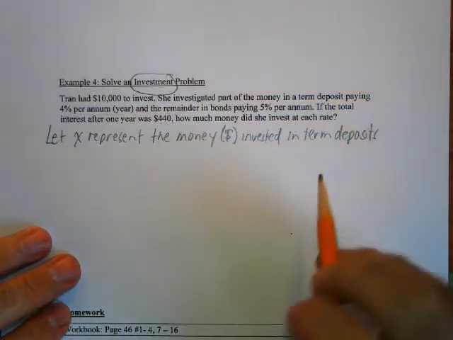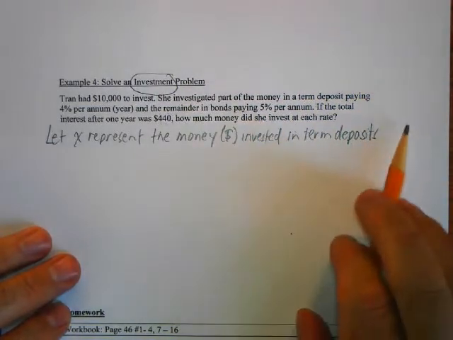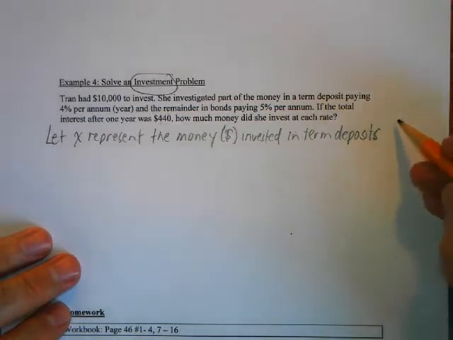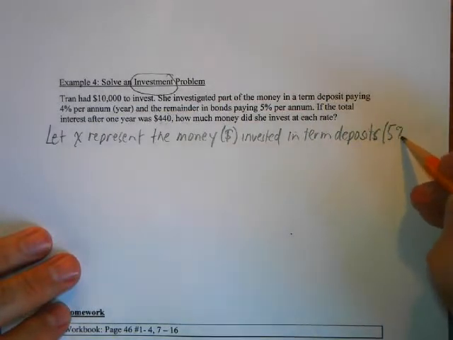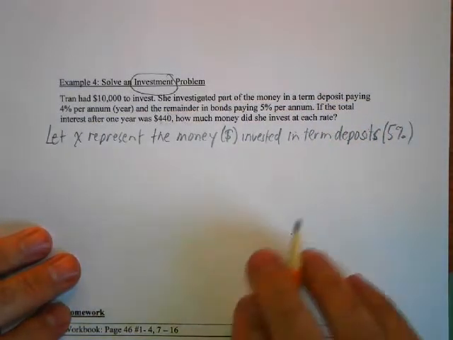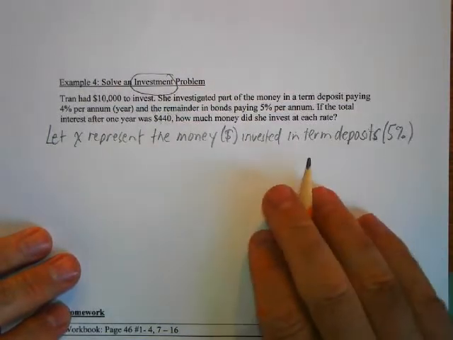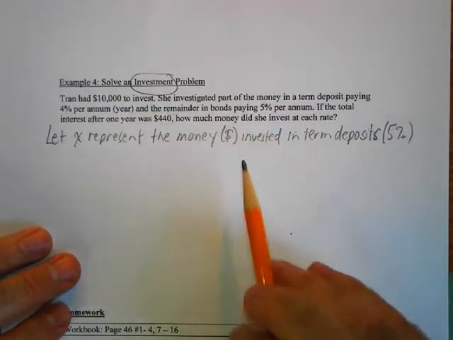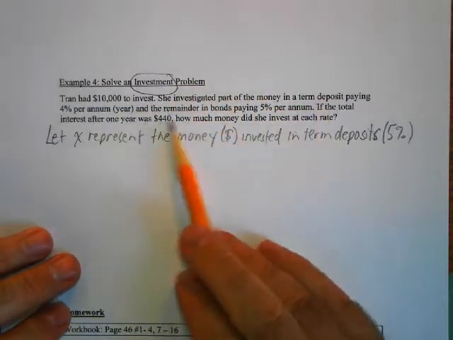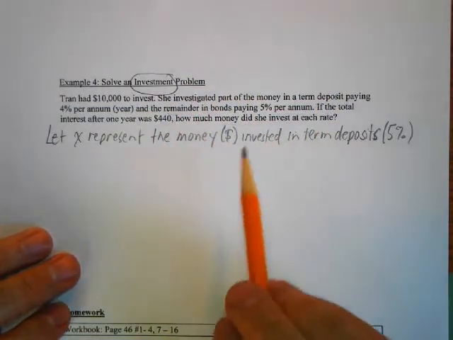Now, the term deposits pay 5%. I don't really need to put that in here, but for my own benefit, I'm just going to tack it on to the end there to show how much they make. That's going to be helpful when I make my equations. I don't have to go hunting back through the words to find that. Okay, so it's right there for me.